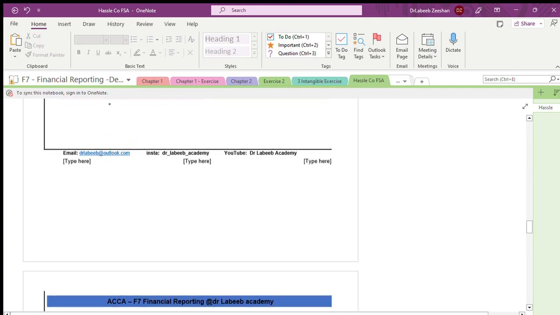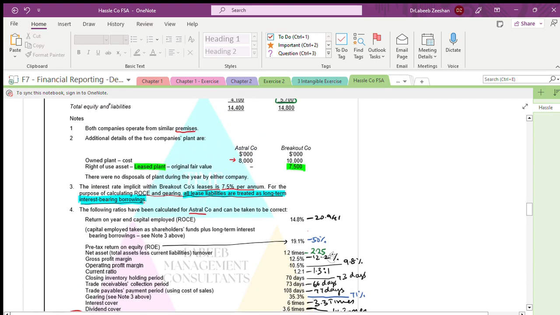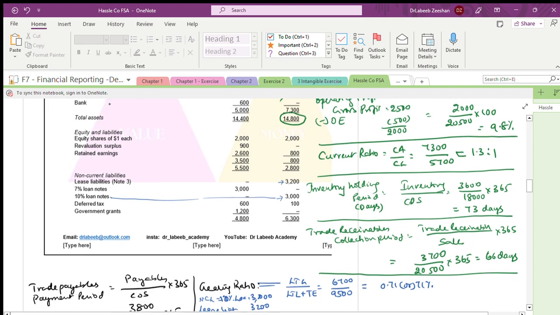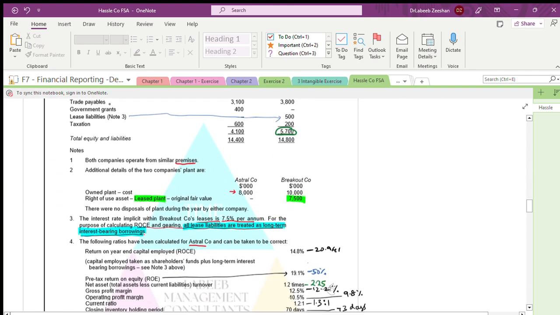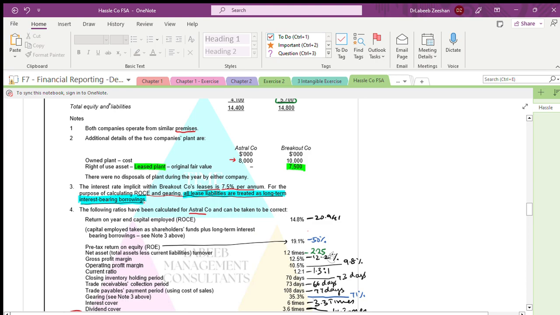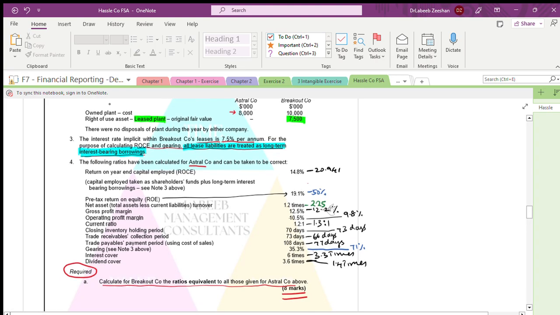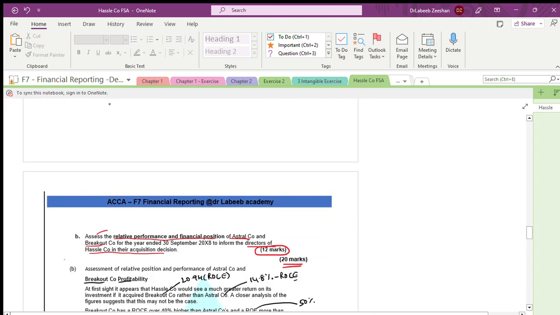Now, what happens if you take into consideration the equity? You have to compare it. See the total equity here. Equity is less, only 2,800. Here equity is more. Because the total equity is higher in Astral, the return on equity is lesser. This is what we have to understand.